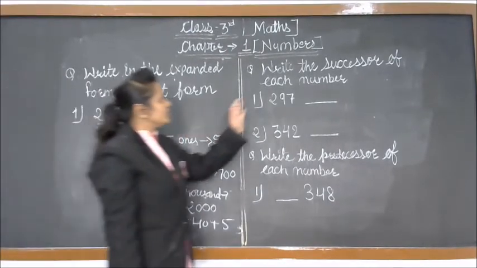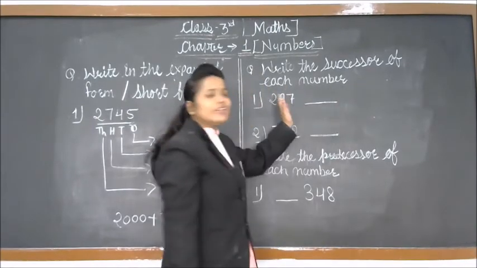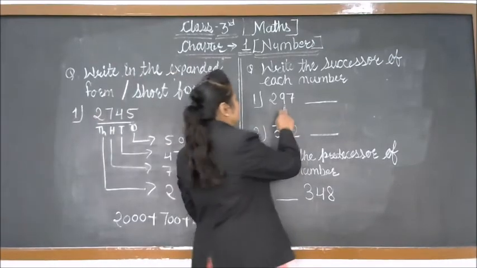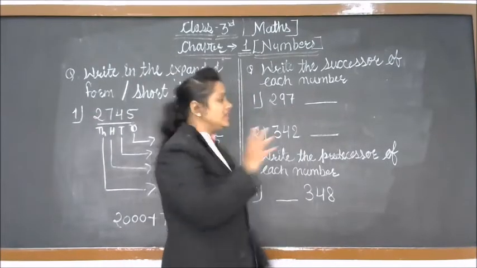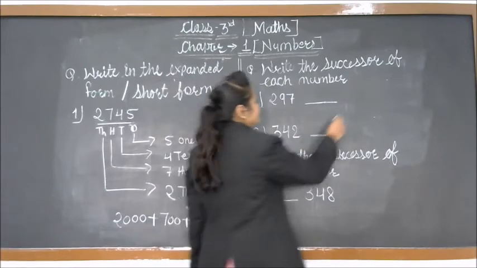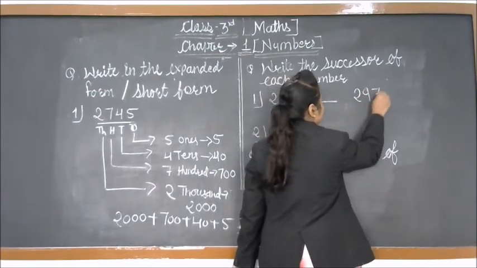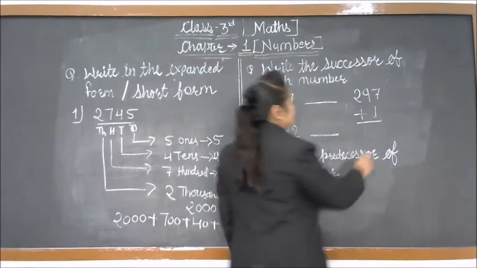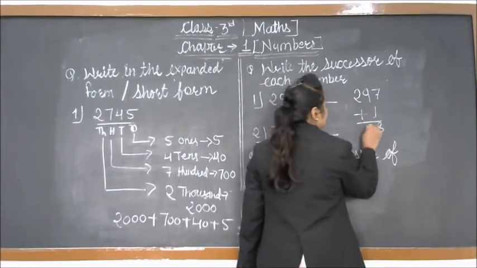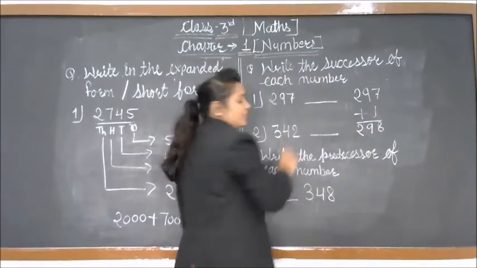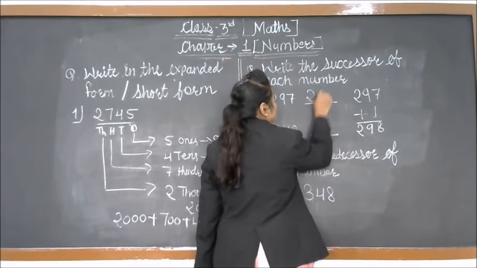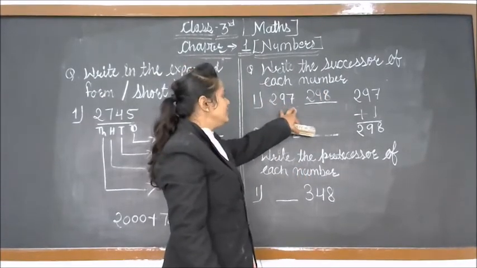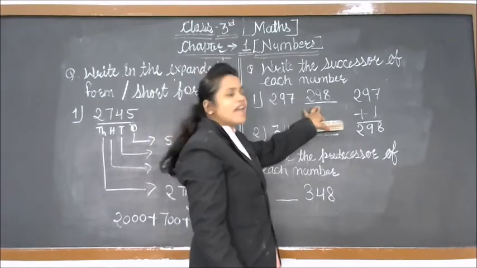Our next question is, students, write the successor of each number. In successor we add 1 to these numbers. So 297 plus 1. What do we get? 7 plus 1 equals 8. And the 9 and 2 stay. So what we get is 298. So the successor of the number 297 is 298.